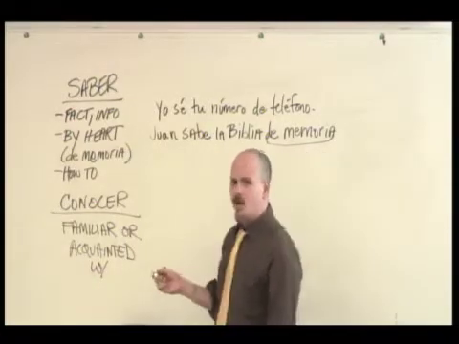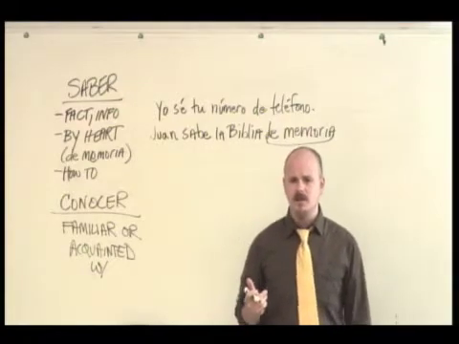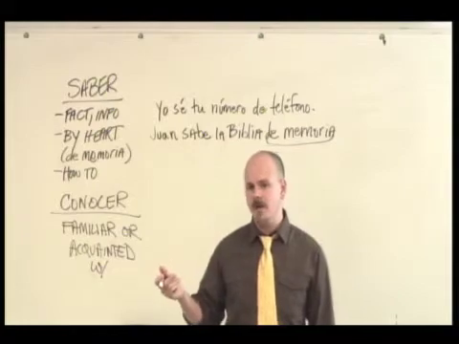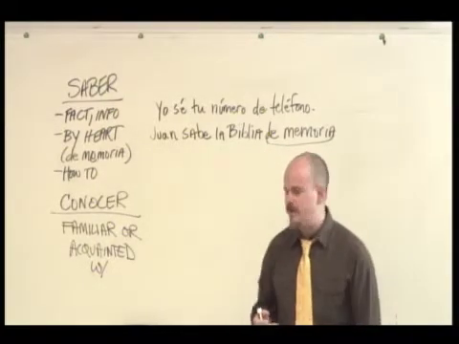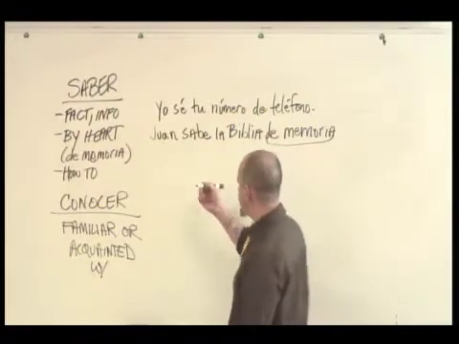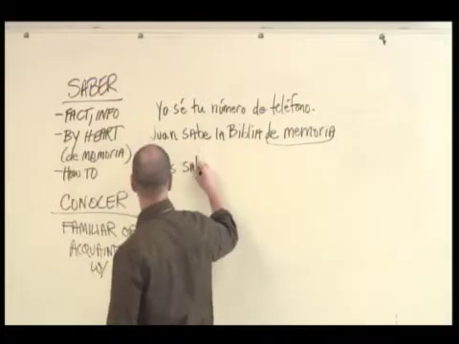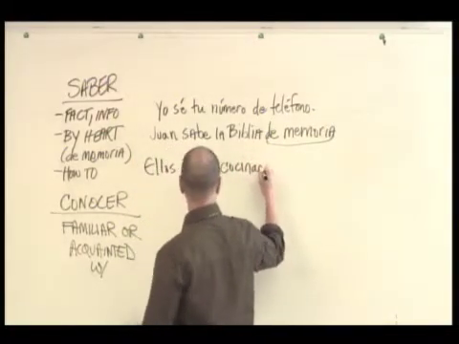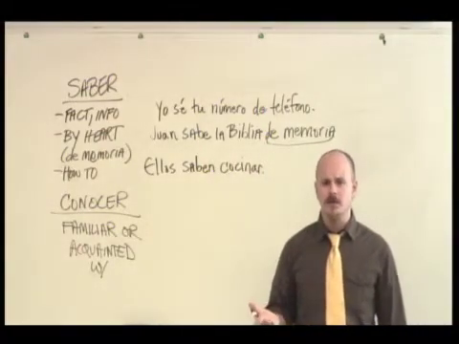When we talk about knowing how to do something, don't put in any extra words. It's hard for us to do that sometimes because in English we say, I know how to swim, and people want to put an a in there or como in there or something. But simply we'll say something like, ellos saben cocinar, which would mean they know how to cook. Ellos saben cocinar.